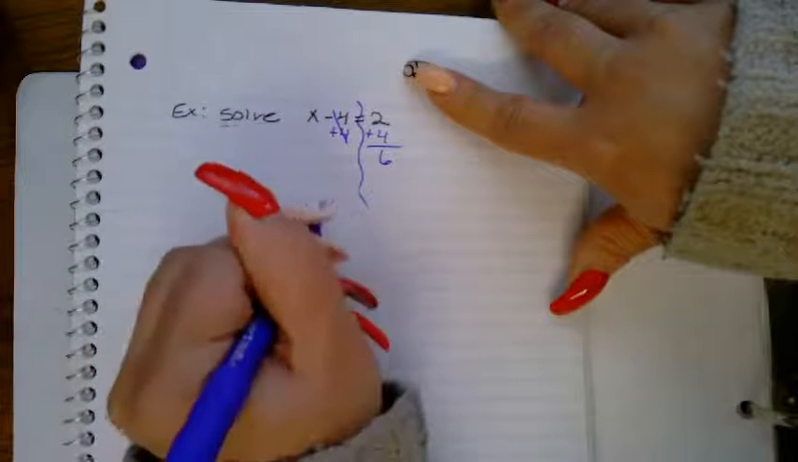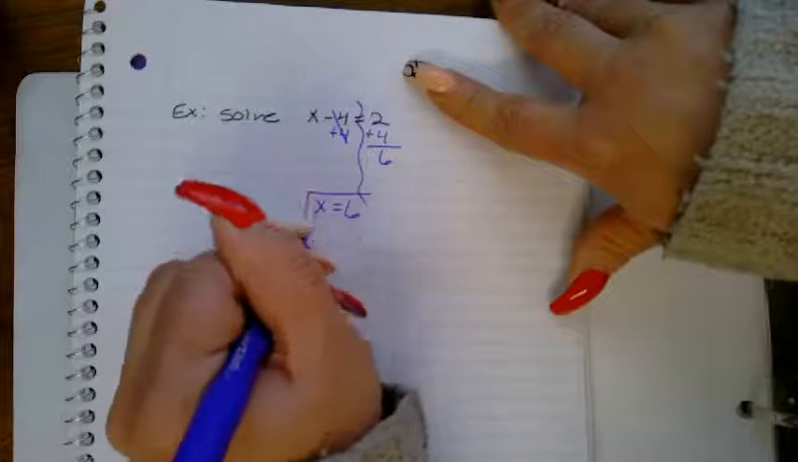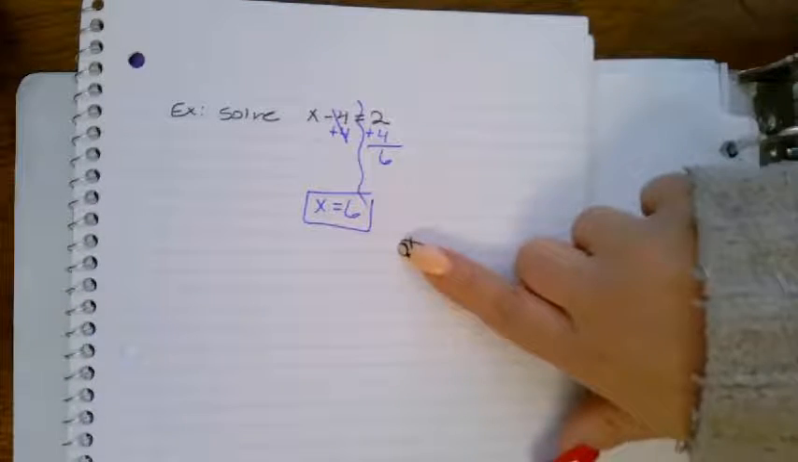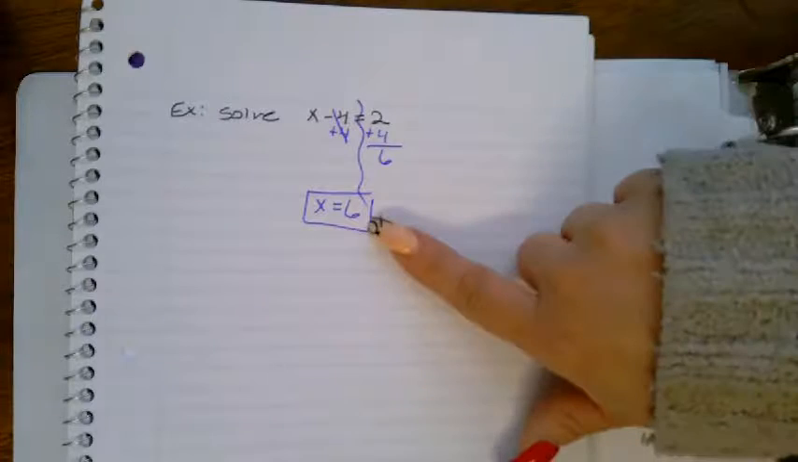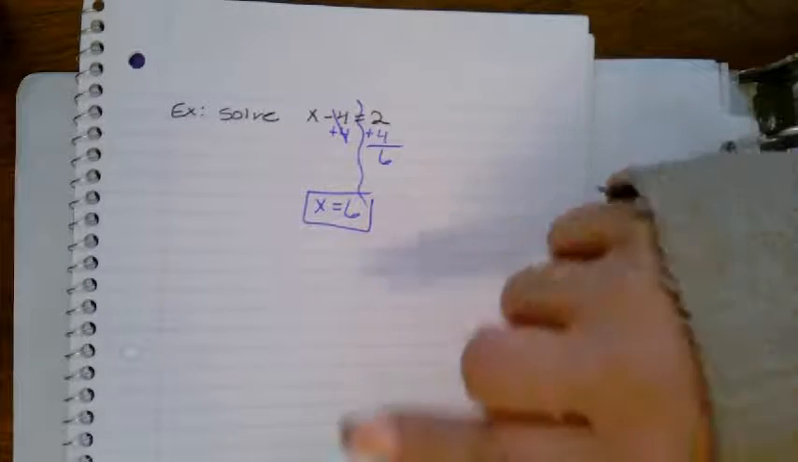So x equals 6. And again, if it already has an x and then just a box, then just put your 6. If it just has a box that says solve, put x equals 6, the whole thing, or else it'll be wrong. Okay?